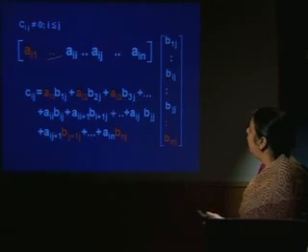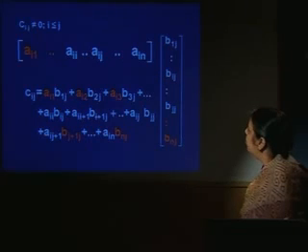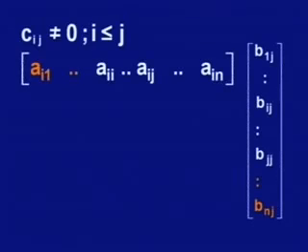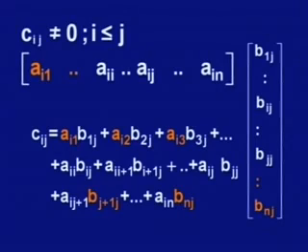Cij, Ai1 multiplied by B1j is 0 because Ai1 is 0. Ai2 multiplied by B2j is 0 because this is 0. Ai3 B3j is 0. But Aii Bij is not 0. Similarly, Ai(i+1) B(i+1)j is not 0. The next element is not 0. And up to Bjj all elements will be contributing, while after this these terms will be 0.